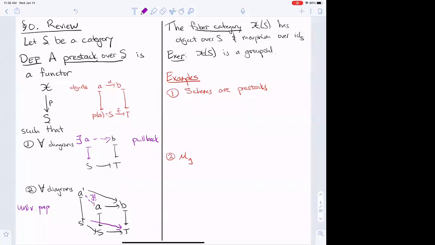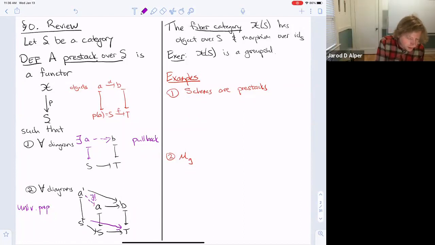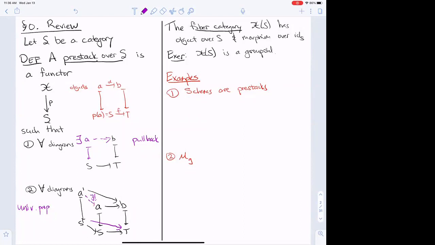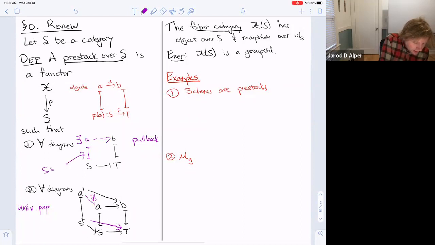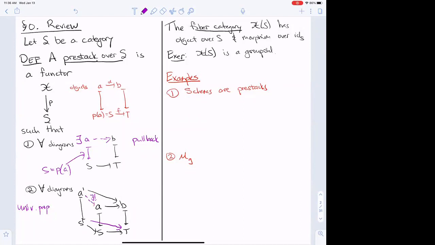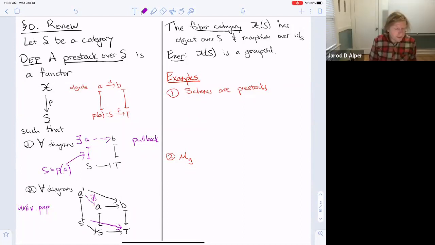Sorry, in the first diagram, there's that purple arrow from A to S. Is that one filled in? When I write this, you mean the vertical map? Yeah, from A to S. When I write this, all this means is that S is the projection of A. So it's not really a map. It's just saying it lives over this map of schemes. Thank you. Right, so that was the fundamental definition of a pre-stack.